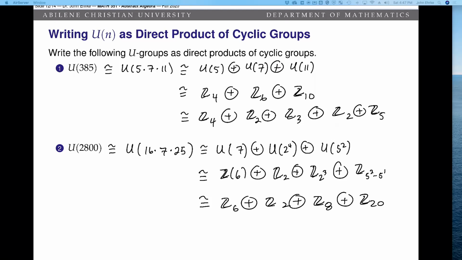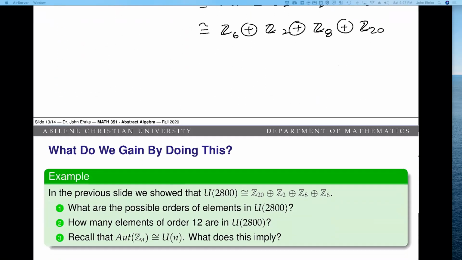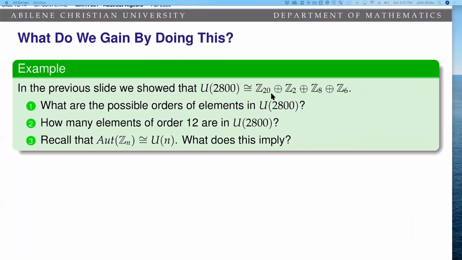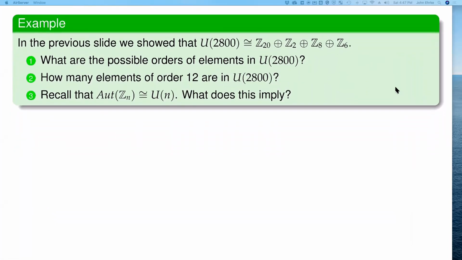The finale to all this is to talk about why this is important. So once we have this decomposition in place, how do we use it? Suppose I asked you, what are the possible orders of elements in U2800? Well, remember, possible orders are the least common multiples of the orders of these elements. So as an answer to question 1, if I was to list for you all these groups, we'll start with Z20, then Z2, Z8, Z6, and I'm just going to list possible orders.